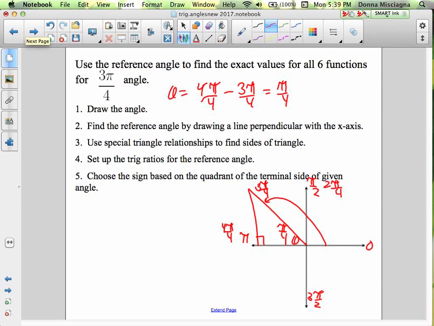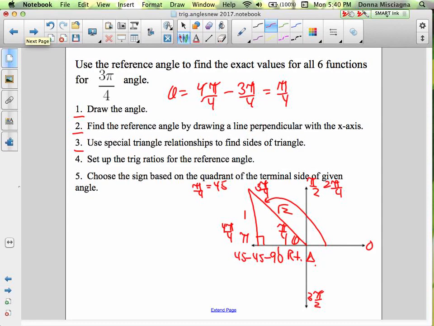All right, so now that we've drawn the angle and got the reference angle, we need to use our special triangle relationships to find the sides of the triangle. So pi fourths is the same as half of 90 degrees, so that's 45 degrees. This is a 45, 45, 90 right triangle. I'll write that here. Of course, it's isosceles, so the legs are the exact same measure. And the hypotenuse is the square root of 2, because 1 squared plus 1 squared is 2, and then take the square root, you get square root of 2. All right, so that is our hypotenuse.